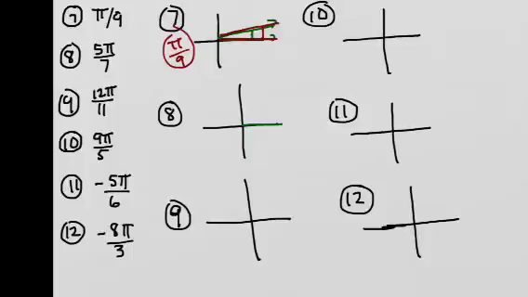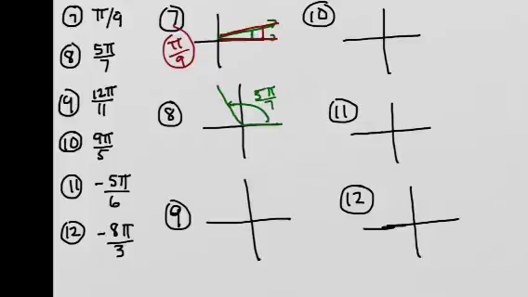Okay. For number 8, 5 pi over 7, well, 5 pi over 7 is bigger than a half of a pi, right? Because if you divide 7 by 2, you get 3.5. So 3.5 over 7 would be a half, but we have 5/7, so it's bigger. So I've got the initial side here, and then so 5/7 would be approximately here. Again, I'm just estimating. So this is 5 pi over 7.